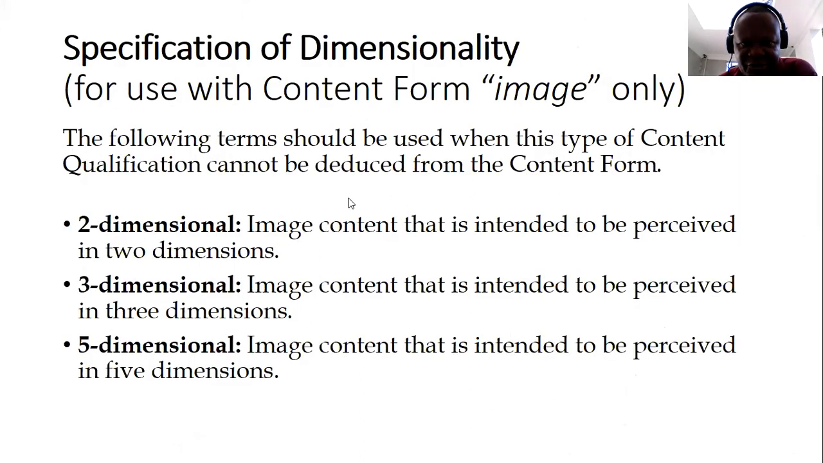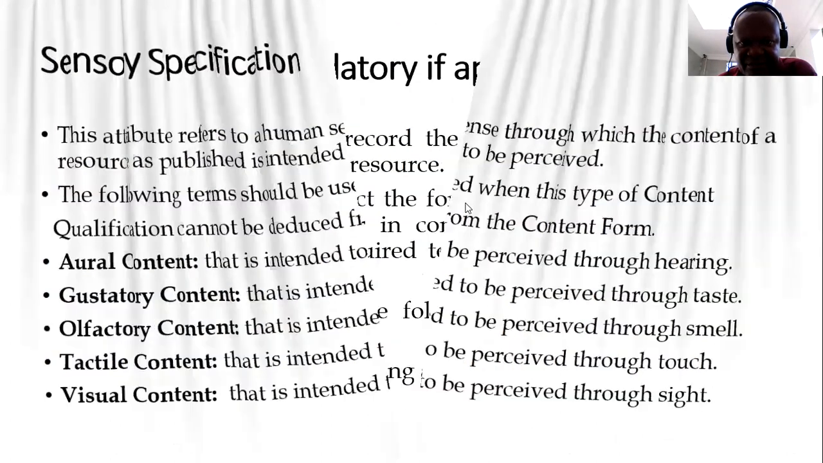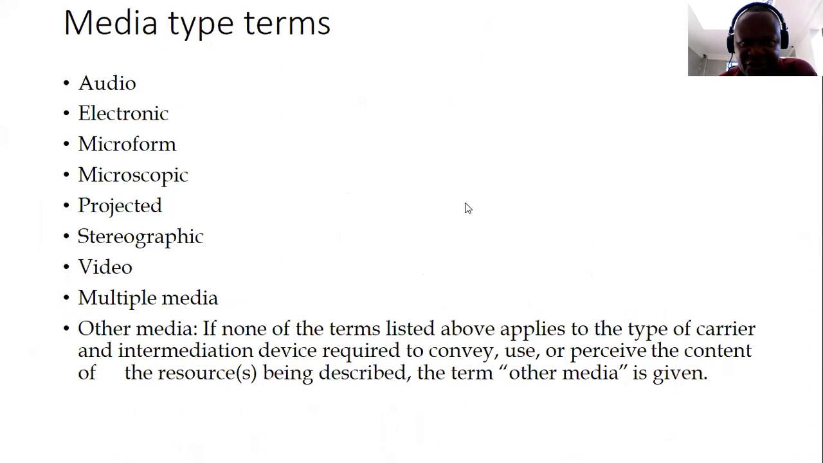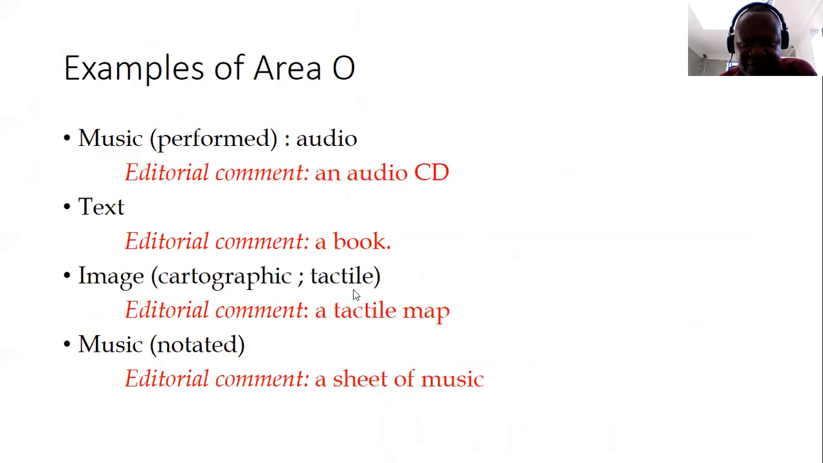Before I move to specification of dimensionality, I want to fast forward, if I have an example of an image, and indeed I do. There is the first one. This is a map. Remember, maps are also images. So if it is a map and this is a map for the blind, the content form term is image, but the content qualification terms we have two: cartographic, which indicates it is a map, and tactile, which indicates it is for people who are blind.